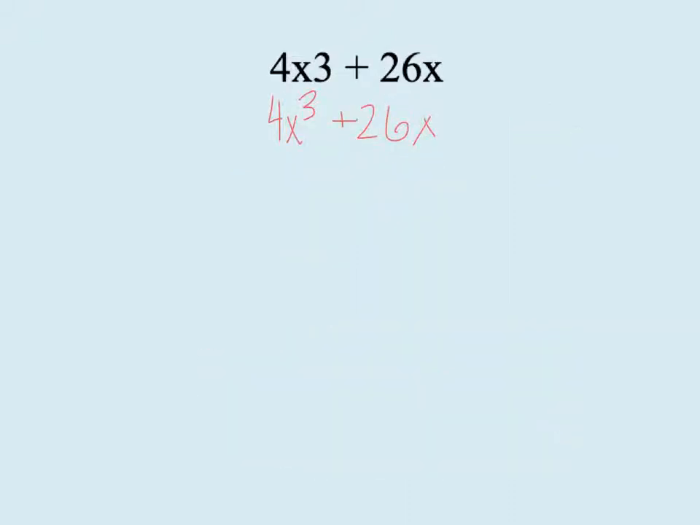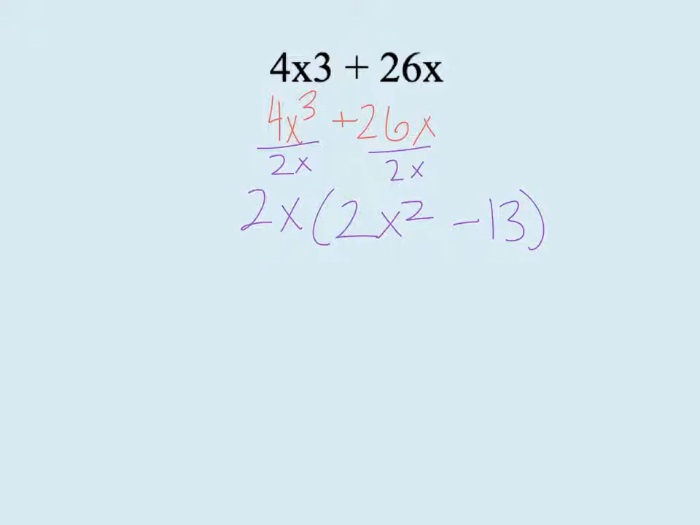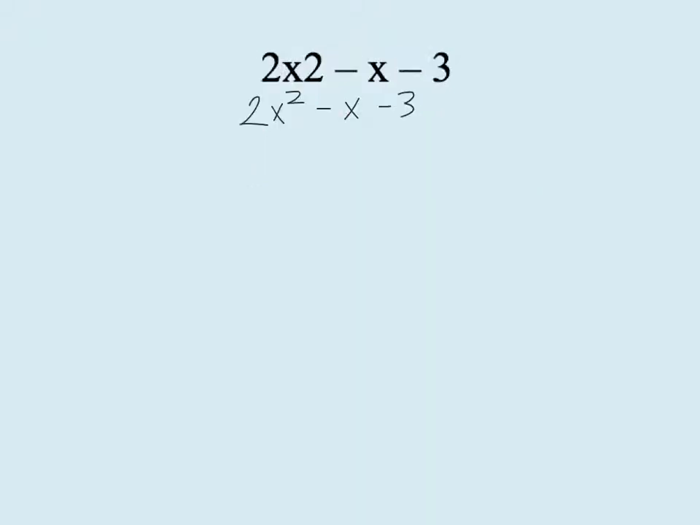Again, do this one by yourself, please. So we have 2x on the outside and then 2x squared minus 13, and that would be your final answer. And now we have something with a binomial or a quadratic where I have two x's and I want to get back to the original.